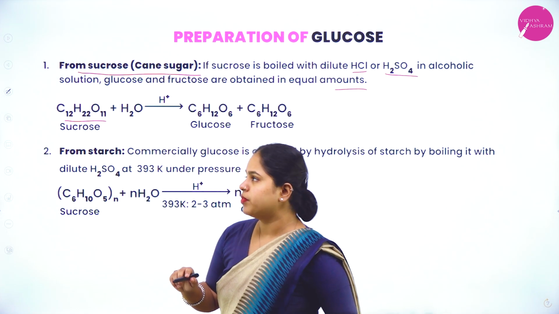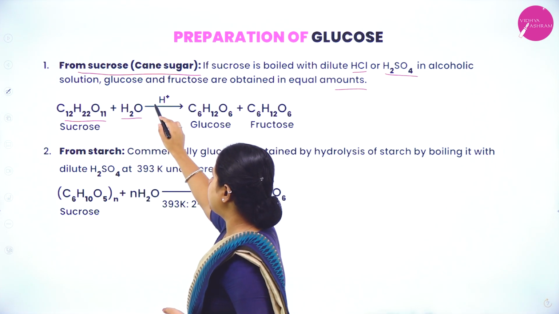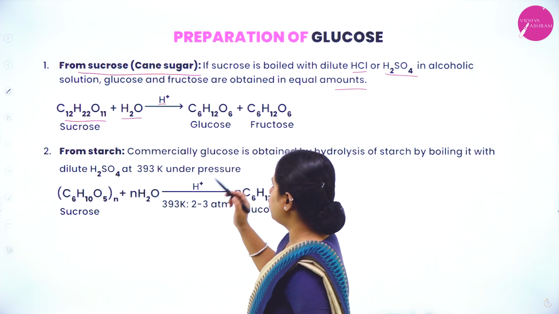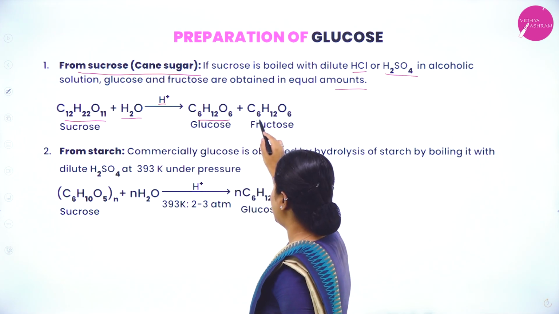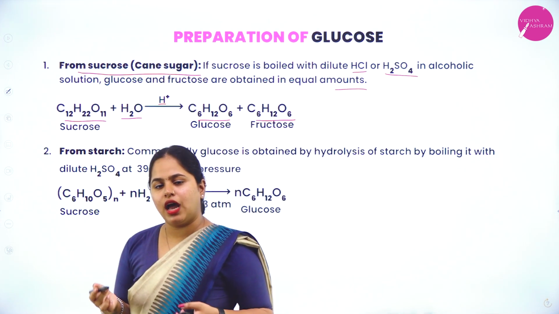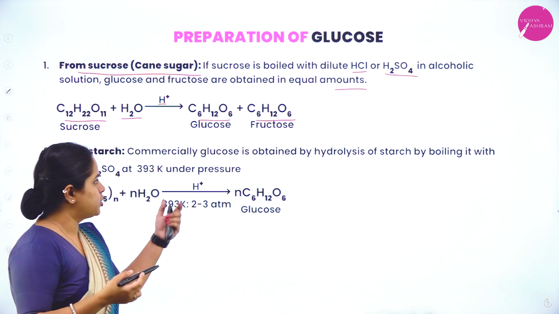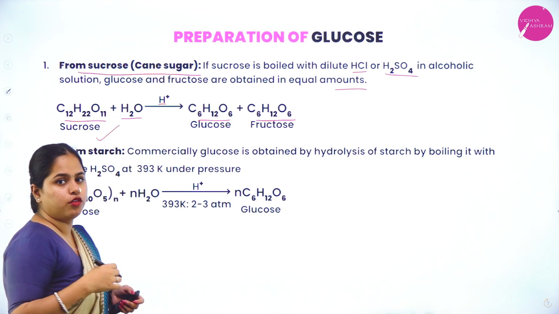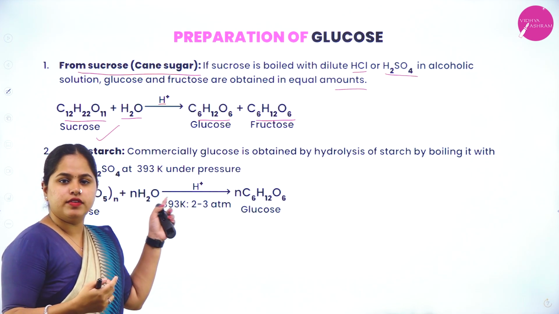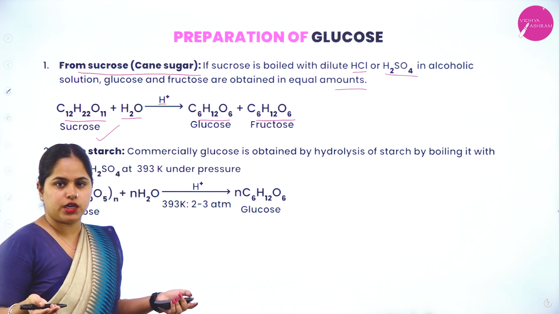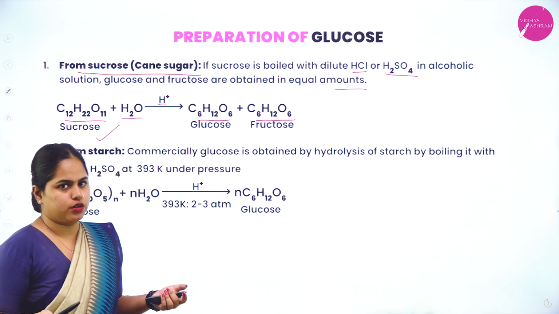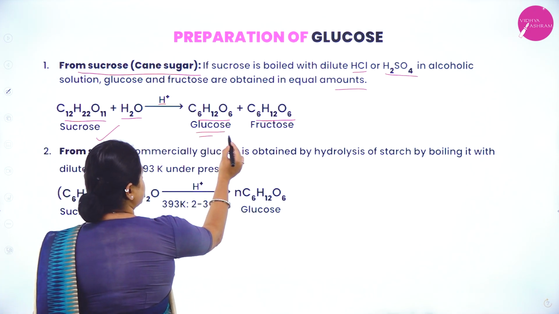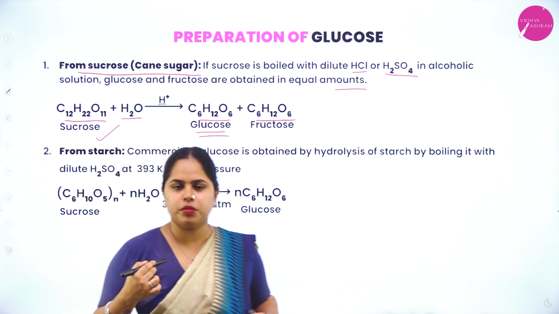C12H22O11 is sucrose, right? It is boiled in the presence of an acid. Okay, what are you going to get? C6H12O6 and C6H12O6. Both have the same molecular formula, that is glucose and fructose. So, this is an example. Sucrose is an example of a disaccharide, right? It underwent hydrolysis and formed two monosaccharide units, one is glucose and the other is fructose. So, this is a method of preparation of glucose, from which you can obtain glucose, right?